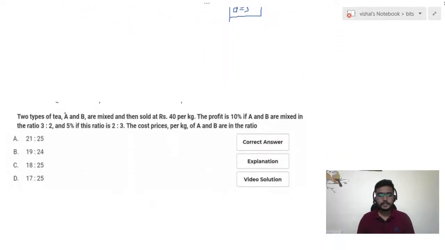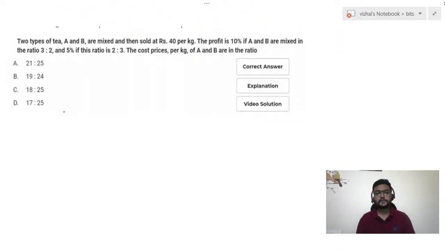Okay. Then question number 2: two types of tea, tea A and tea B, are mixed and then sold at 40 rupees per kg. The profit is 10% if we mix A and B in the ratio of 3:2, and the profit is 5% if the ratio is 2:3. Then we are supposed to calculate the ratio of the cost price of A divided by the cost price of B. So what we are required to calculate is the cost price of A divided by the cost price of B.